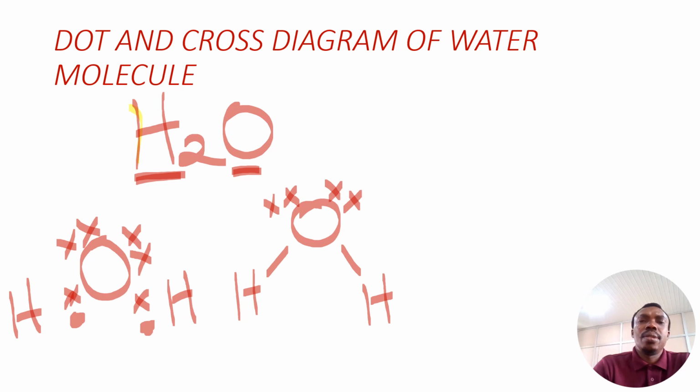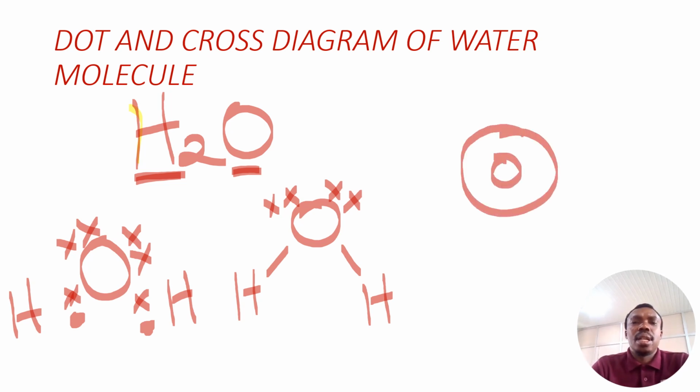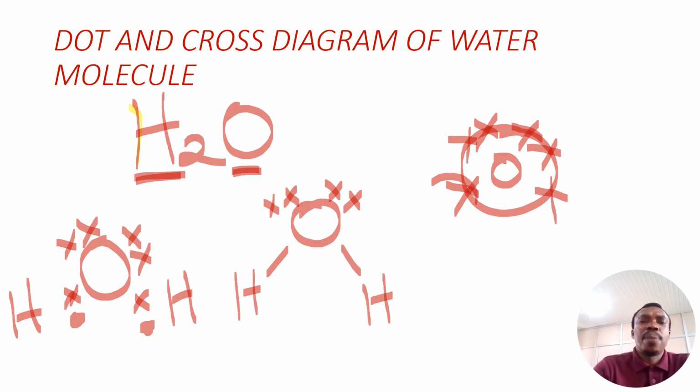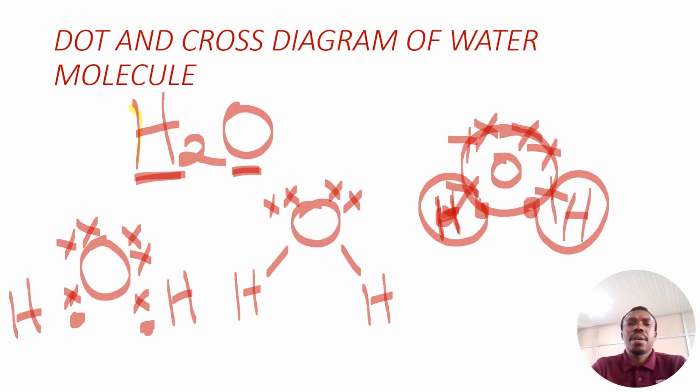So let's draw it using the shells. This is oxygen. Oxygen has 6 electrons in the outer shell. So we'll have 1, 2, 3, 4, then 5, 6. Hydrogen will now pair up with oxygen. We are using the dot for hydrogen. Hydrogen will now pair up with oxygen. So you can see that each of the atoms has attained its octet or duplet state.